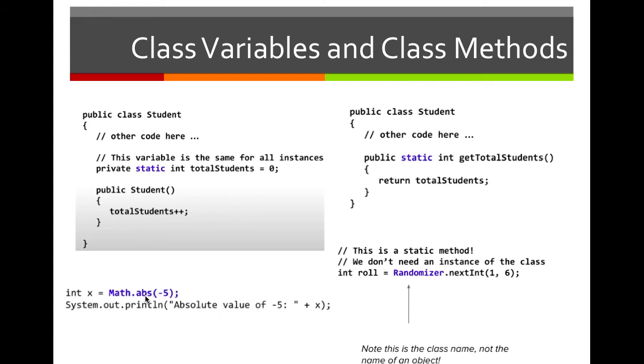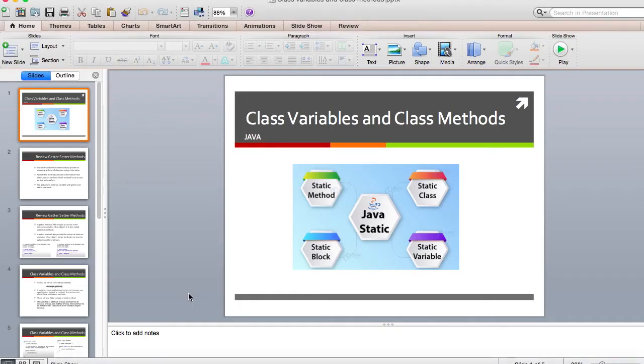So let's come to the last example. Integer x is equal to Math.abs. You see it is again a class name, Math is the class name. ABS means absolute, so we are converting that value to an absolute value. It was -5, so it becomes +5. So this is also another example of a static method. All right. Let's come to CodeHS.